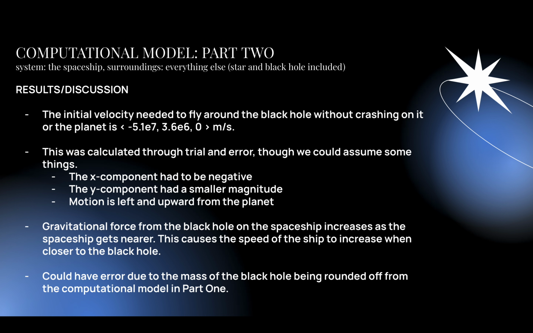The gravitational force from the black hole on the spaceship increases as the spaceship gets nearer. This causes the speed of the spaceship to increase when closer to the black hole. This computational model could have some error due to the mass of the black hole being rounded off from the computational model in part 1.